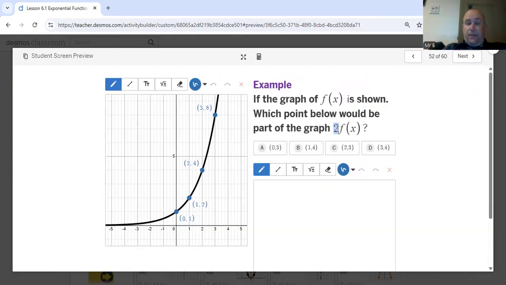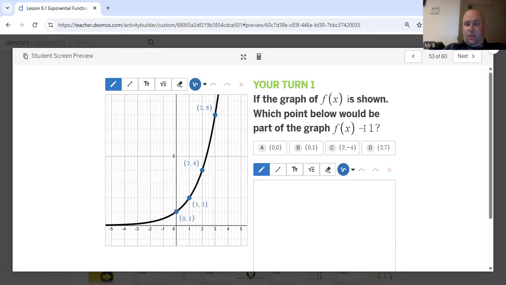Number at the start, that's going to be the vertical stretch. That's going to times the y value by this number. So I would do 1 times 2, which is 2. 0, 2 is not an answer. 2 times 2 is 4. I can see that that is one of the answers. 4 times 2 is 8, so 2, 8 would be another answer. And 8 times 2 is 16, but 3, 16 is also not one of the answer choices for this question.